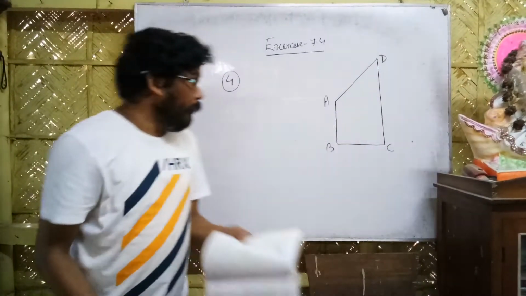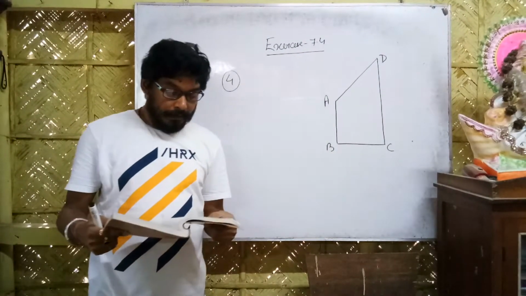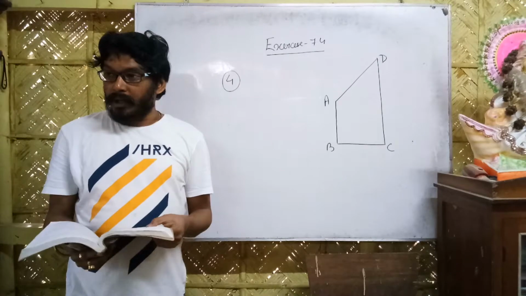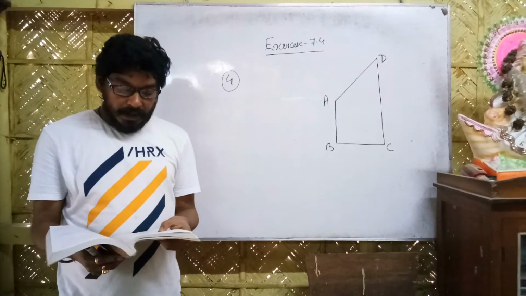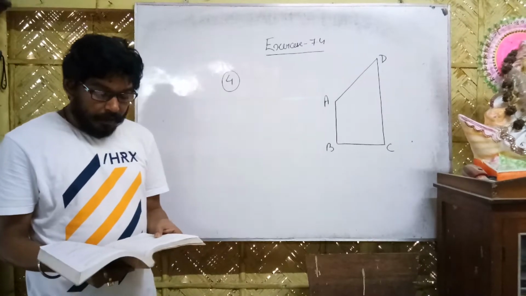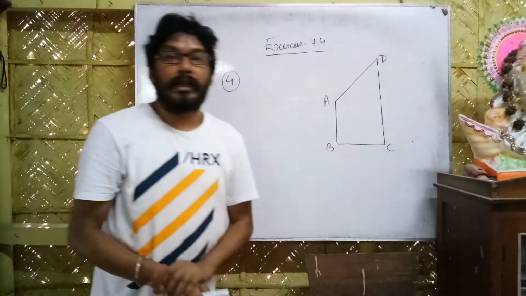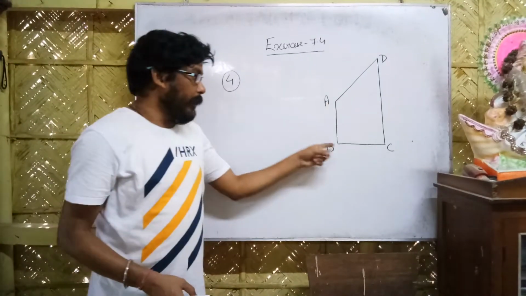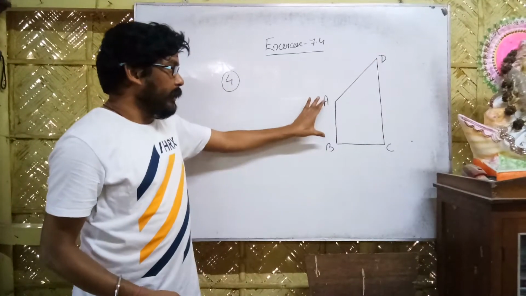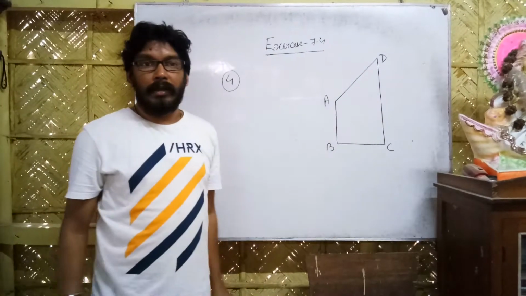So we'll continue with question number 4, exercise 7.4, class 9. So question number 4, what did they say? AB and CD are respectively the smallest and the longest side of the quadrilateral ABCD. Quadrilateral means a four-sided closed figure. So this is a quadrilateral ABCD. In this quadrilateral, the side AB is the smallest one and side CD is the longest one.